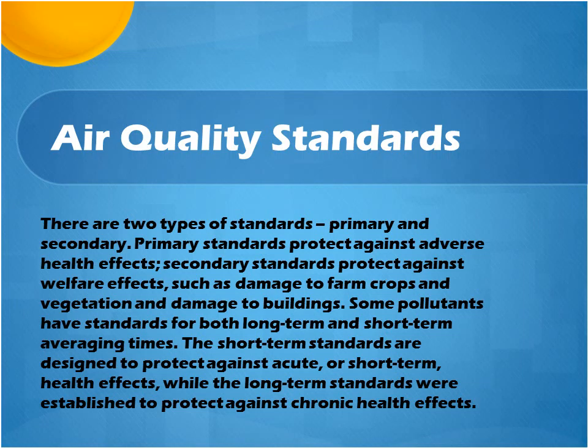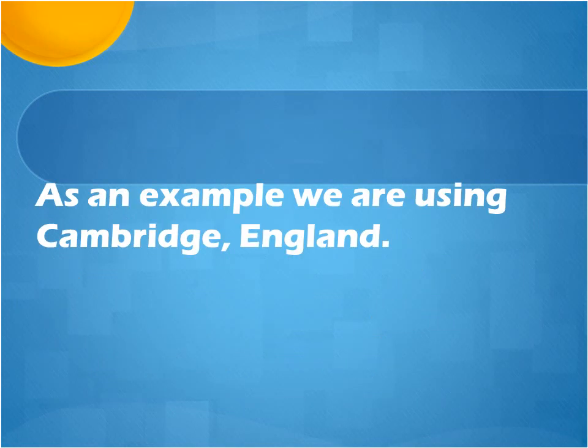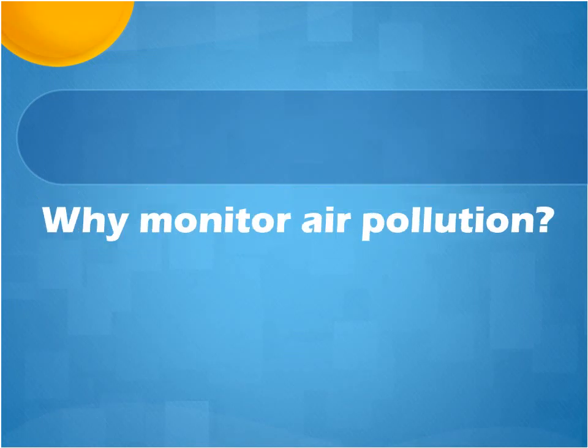Some pollutants have standards for both long-term and short-term averaging time. The short-term standards are designed to protect against acute or short-term health effects, while the long-term standards were established to protect against chronic health effects. As an example, we are using Cambridge in England.